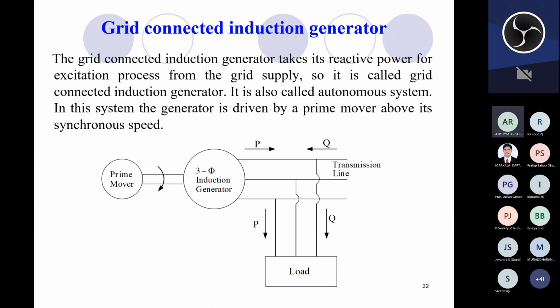So in this system, if the machine is driven above its synchronous speed by some prime mover, so obviously it is a wind turbine, it can generate electricity, and that electricity is fed back to the grid or to the load connected to its terminals. So that is the grid connected induction generator.